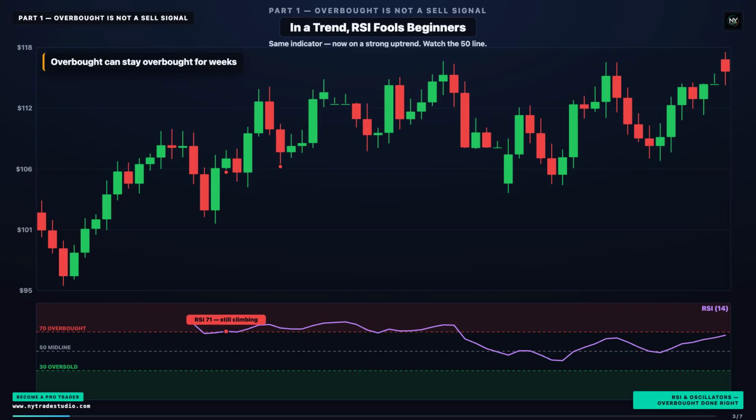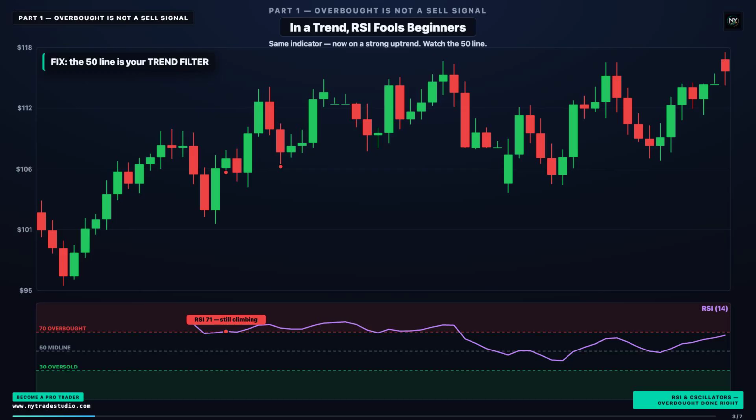So if we do not sell overbought, how do we actually use RSI in a trend? Here is the fix the pros use, and it is the whole point of this video. Forget 30 and 70 for a second, and look at the line in the middle, the 50 line. That 50 line is your trend filter. While RSI holds above 50, momentum belongs to the buyers, and you only hunt for buys.